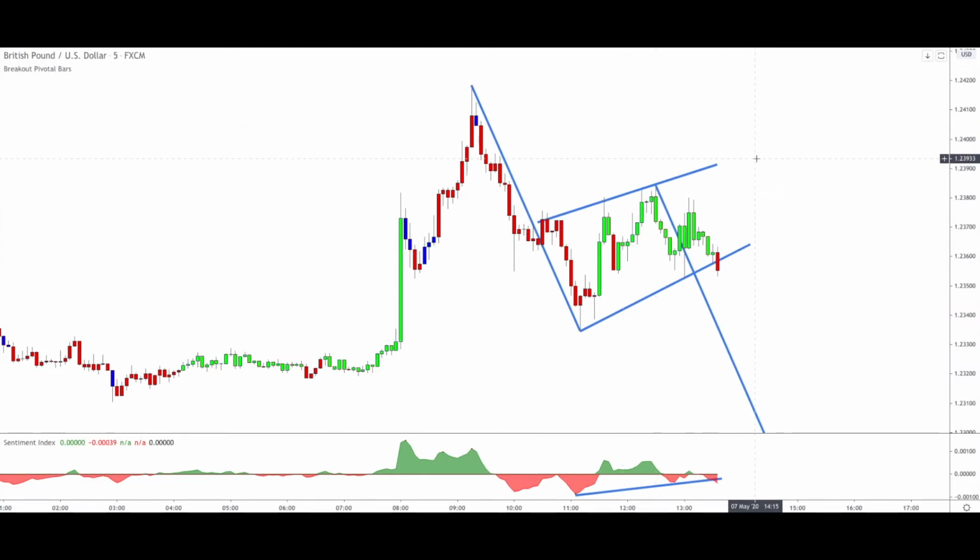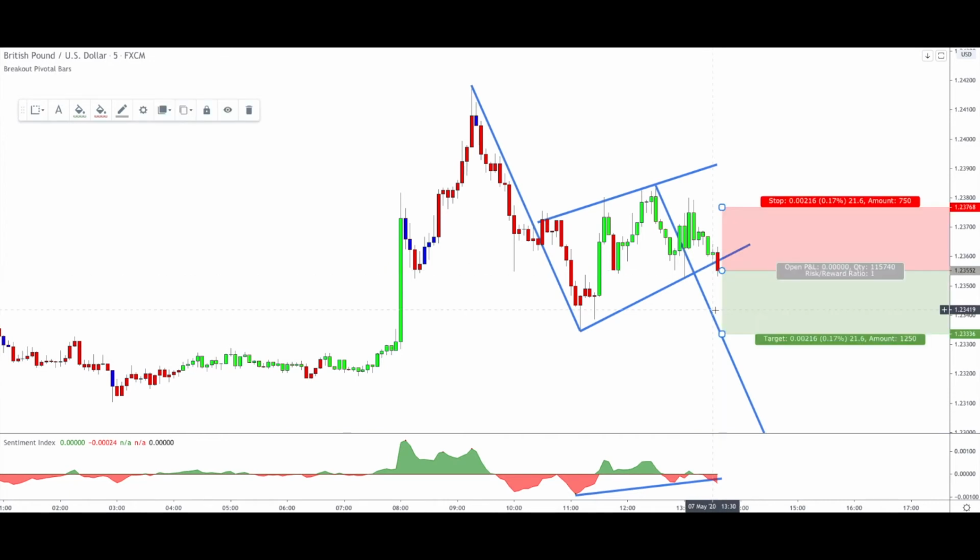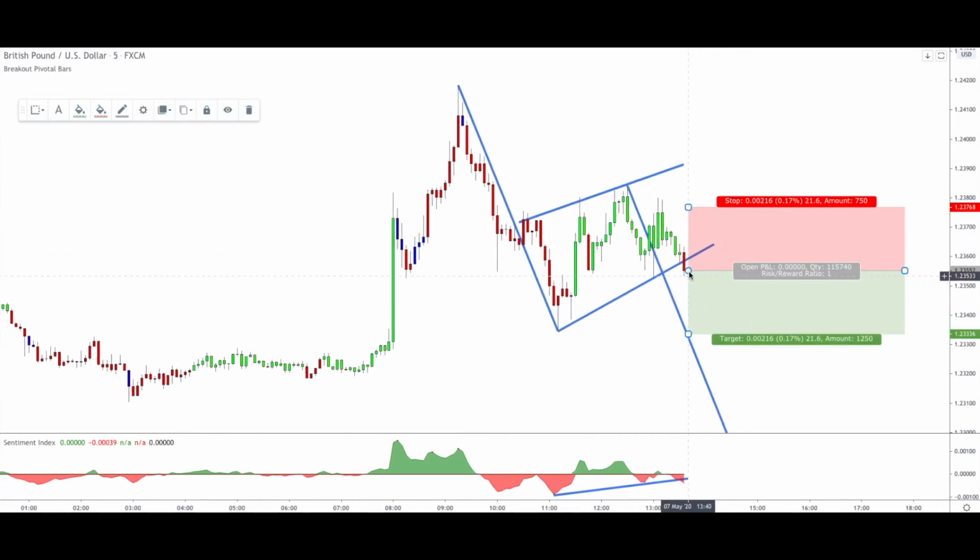Of course we have a setup because we have a breakdown with the red candle, and also we have a breakdown of the sentiment index. The bearish sentiment index was actually trending up, but now it broke down. So it means that the bearish sentiment index is improving. So there is more bearish sentiment coming into the market on this pair. So the breakdown is absolutely valid, and I'm placing my order. I'm selling, entering this trade right here.